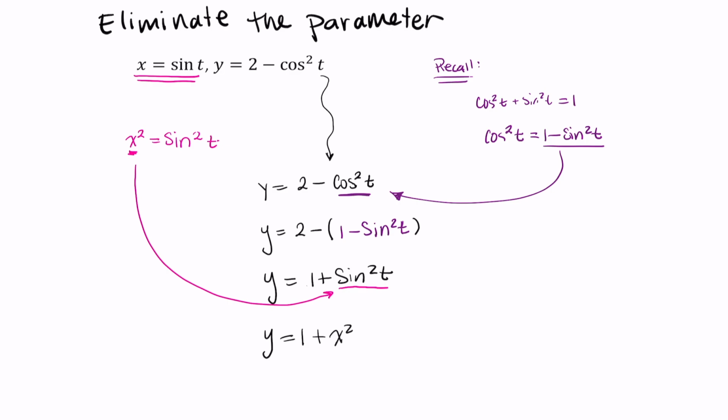So we started with the parametrically defined curve with an x coordinate of sine t and a y coordinate of 2 minus cosine squared t. The parameter in this case was t. And we ended up with this equation, y equals 1 plus x squared. They both represent the same curve, just differently.